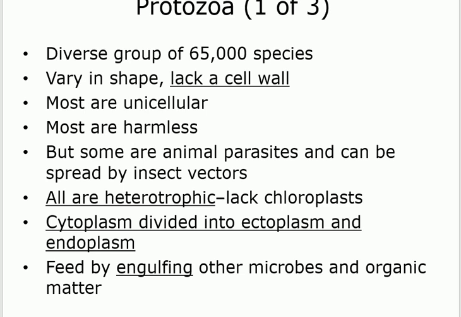Are the algae heterotroph or homotroph? Homo. The algae, they can live. They have their chlorophyll. Their cytoplasm, which is different than other types of eukaryotes, is actually ecto and endo. What's ecto mean?